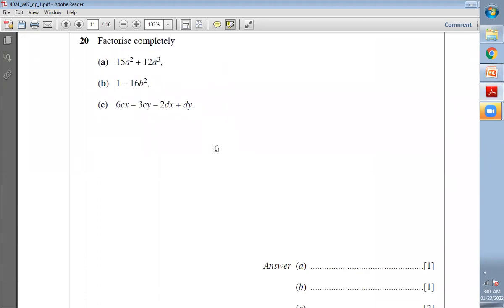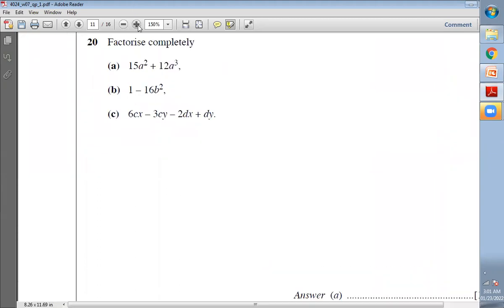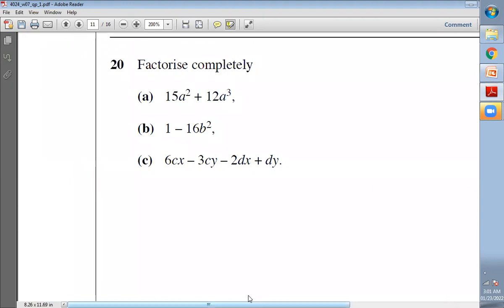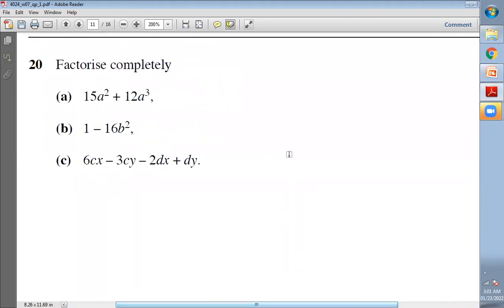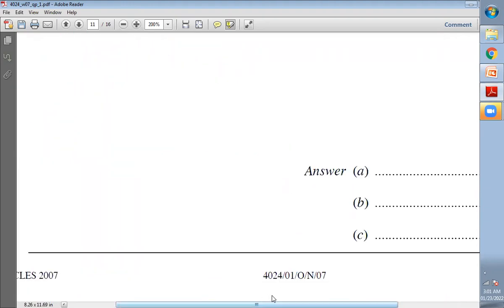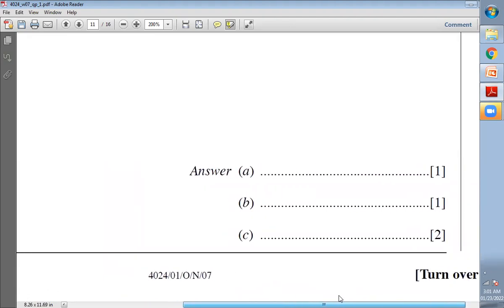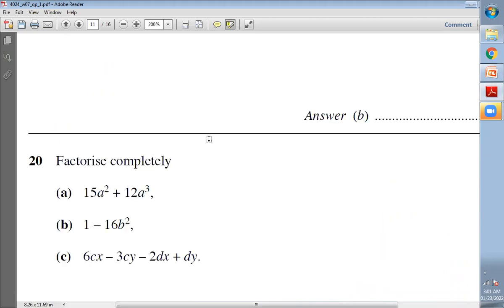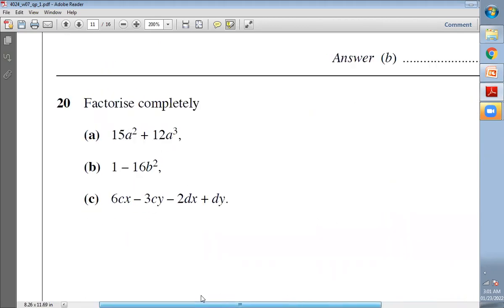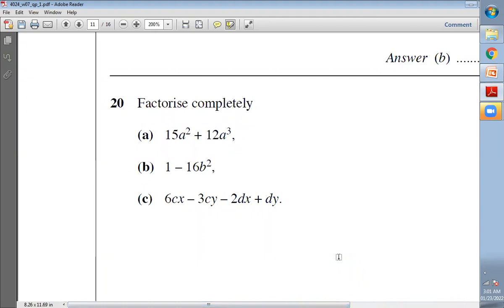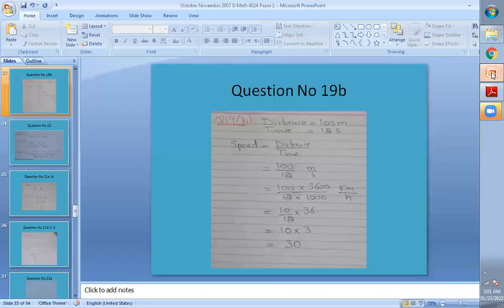So on your screen, question number 20 is showing up, and let me increase the size here. This question is very simple. You have to factorize. Let me show you. There are 3 parts. So first part is 1 mark, second part is 1 mark, the third part is 2 marks. So here we go. Question number 20. Factorize completely each of the following. In all these 3 parts, we have to factorize. So let me show you the solution.